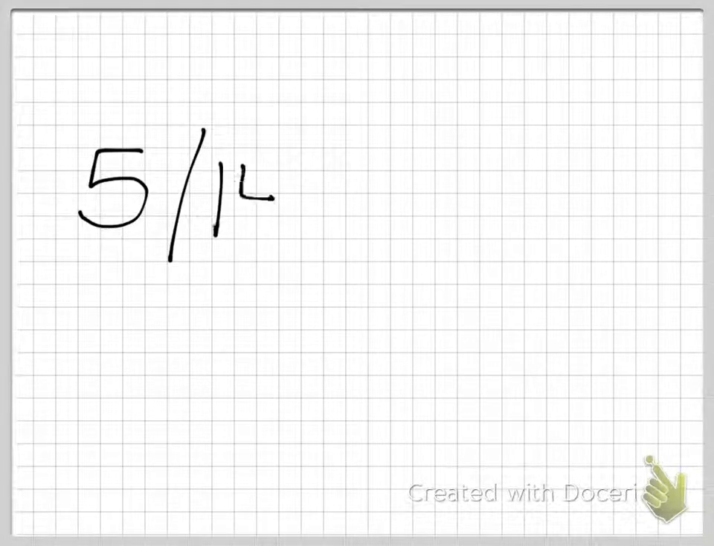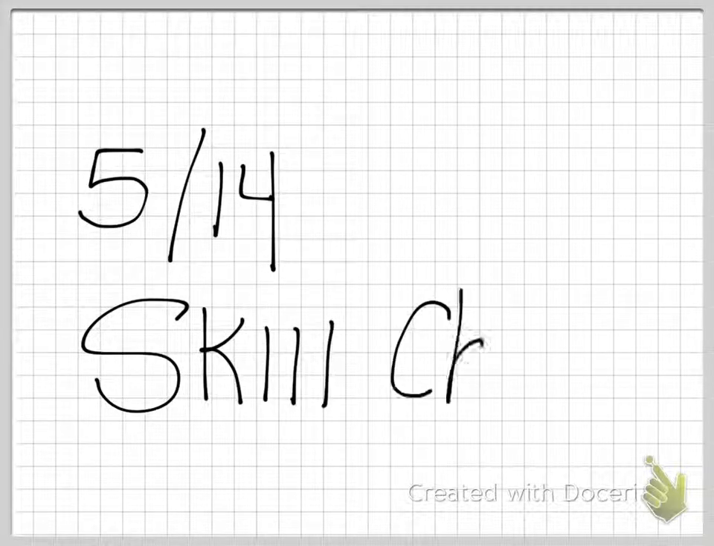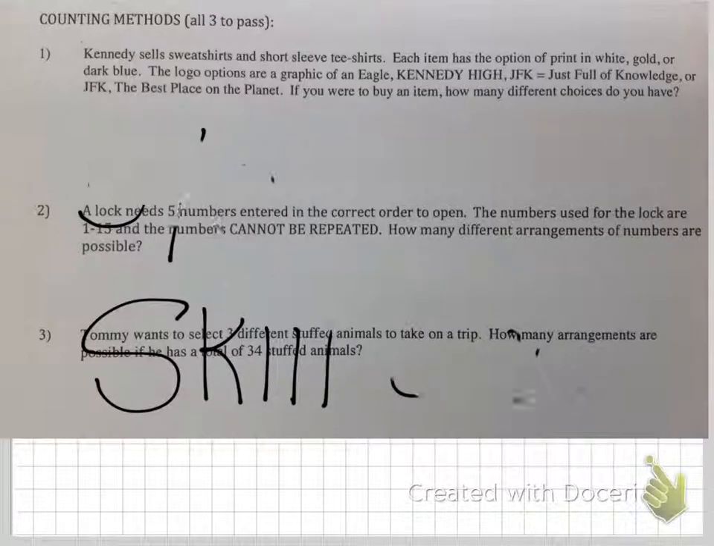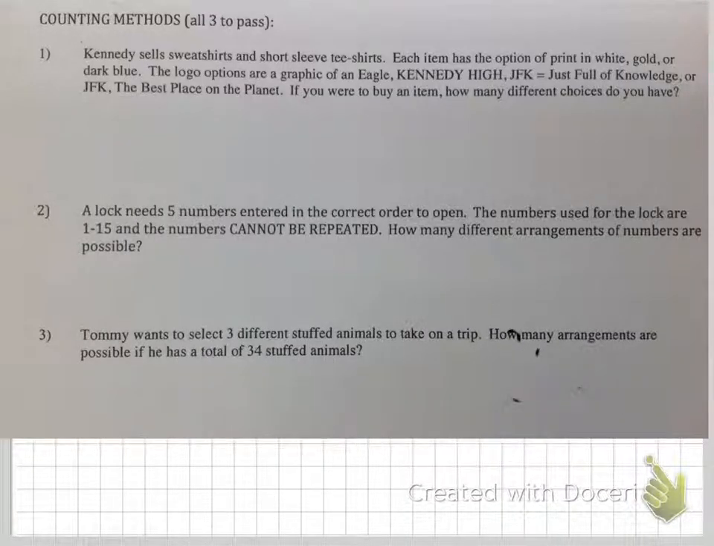Okay, 514 skill check. Problem number 1 has to deal with the counting methods. So I know my counting methods are tree diagrams, area models, fundamental counting principle, permutations, or combinations.